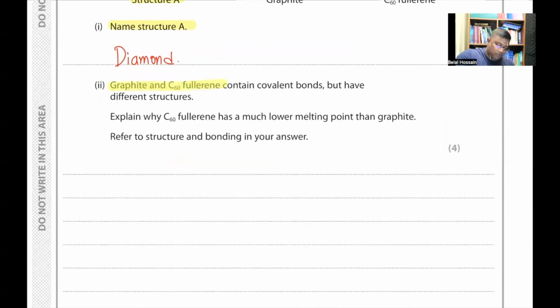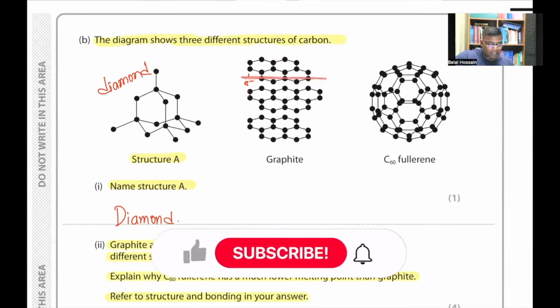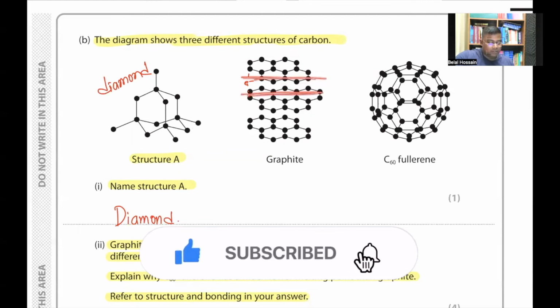Part 2. Graphite and C60 fullerene contain covalent bonds, but have different structures. Explain why C60 fullerenes have a much lower melting point than graphite. Refer to the structure and bonding in your answer. So basically, if we look into a graphite, the graphite produces a graphene layer, and each graphene is attracted to another graphene by means of delocalized electron.